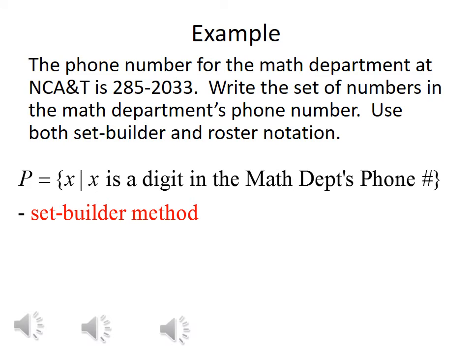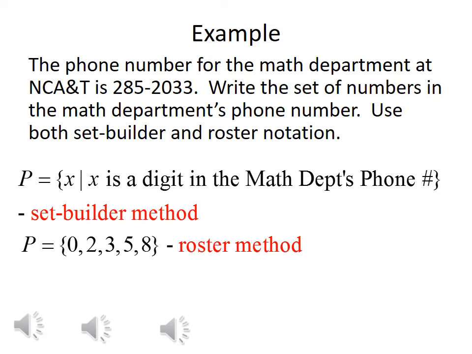So first we're going to write the set in set builder notation. Remember, set builder notation just basically lists the rule that you're using to generate your set. So for this example, we could write P is equal to the set of x such that x is a digit in the math department's phone number. And the second method is the roster method. So remember, in the roster method, we just list out every element of the set.